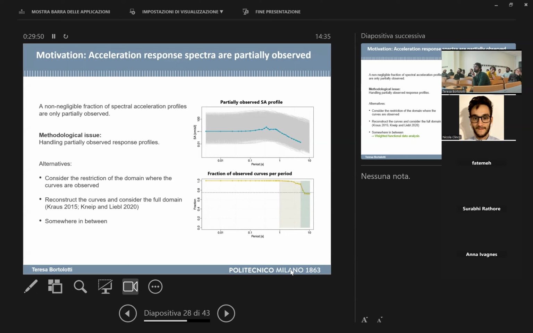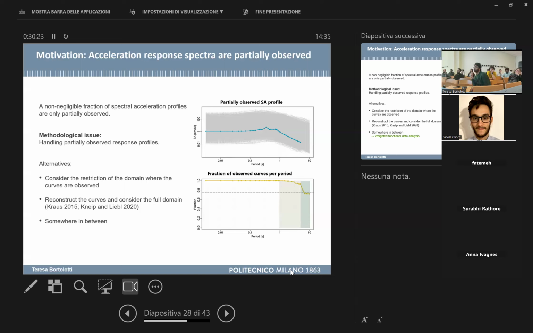So in front of this challenge, we had three alternatives. We either cut the analysis only in the, this is a 0.001 to 1 domain, but this is infeasible, mainly because the seismologists are interested also in estimates at long periods. Or we considered only the curves that are completely observed over the entire domain. But this is also not really acceptable because you throw away a lot of information.